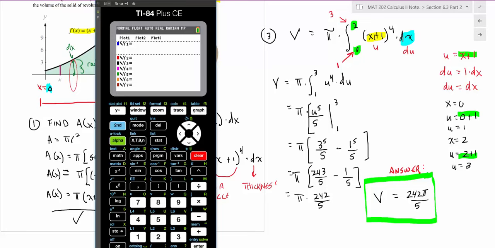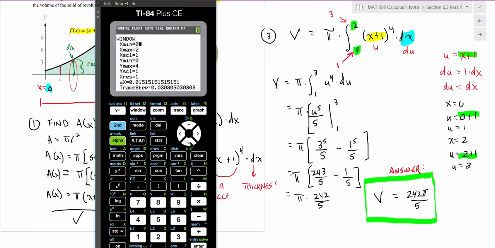Let's go back to what we're integrating. So originally we were integrating pi times, and I'm going to put in (x plus 1), and I'm going to raise that to the fourth power. So that's what we want to graph. We're going to integrate from 0 to 2. I'm checking this integral right here, basically. And on my window, I'm going to integrate from 0 to 2.